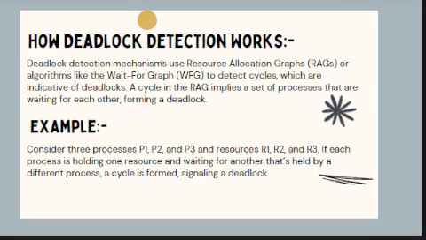Imagine three processes, each holding one resource and waiting for another resource which is being held by another process. This forms a cycle of dependency, which is detected by the system using the resource allocation graph. Once a cycle is found, we know a deadlock has occurred.